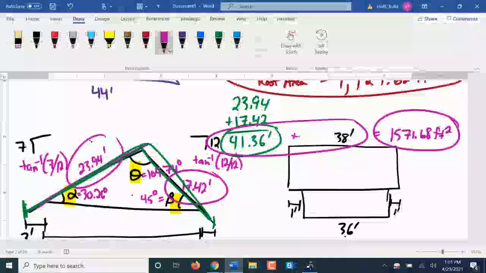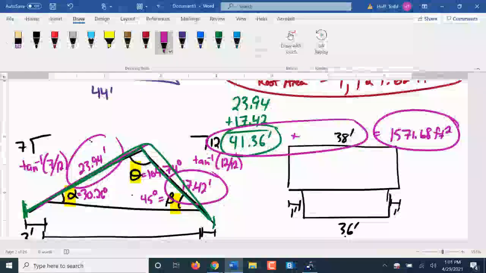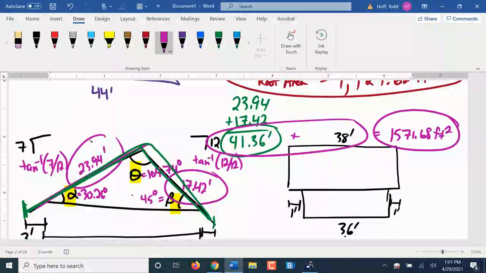So that roof area looks very, very difficult at first. But if you break down the roof triangles and find those angles that we need first, the roof area isn't so bad.